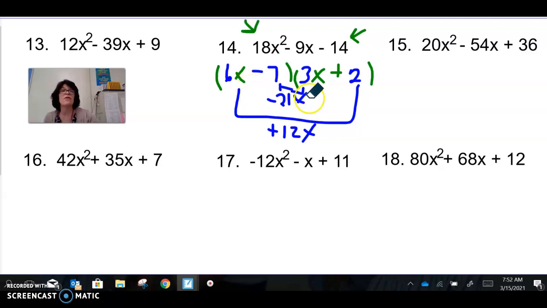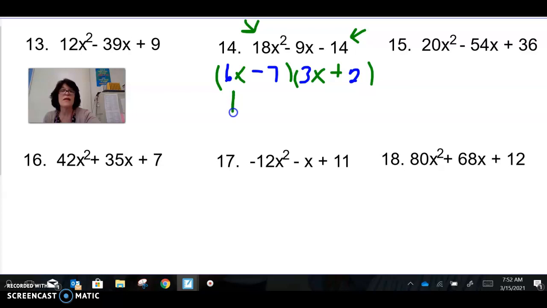Now, after all that, this is one of the hardest ones, and that's why I picked it to do, okay? Because the 18 has so many different options. And so, it's a lot to try, but it's doable. You just try the combinations until you find it.